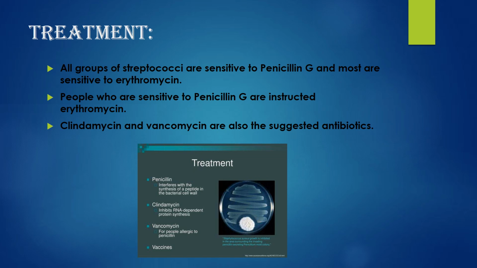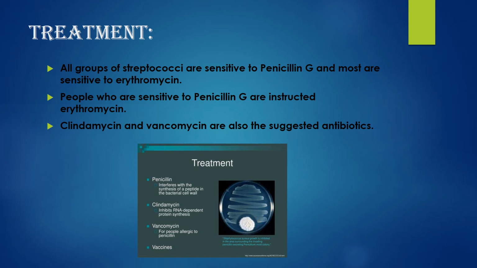All groups of streptococci are sensitive to penicillin G and most of them are sensitive to erythromycin. Now, people who are allergic or have some health problems or who are sensitive to penicillin G are instructed to take erythromycin. Clindamycin and vancomycin may also be used. Below, the chart shows the mechanism of the various antibiotics by which they kill the microorganism.